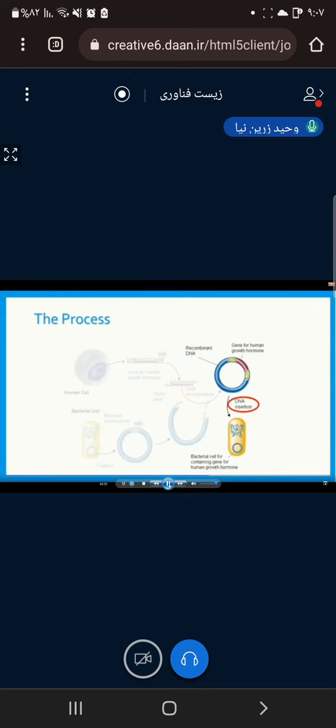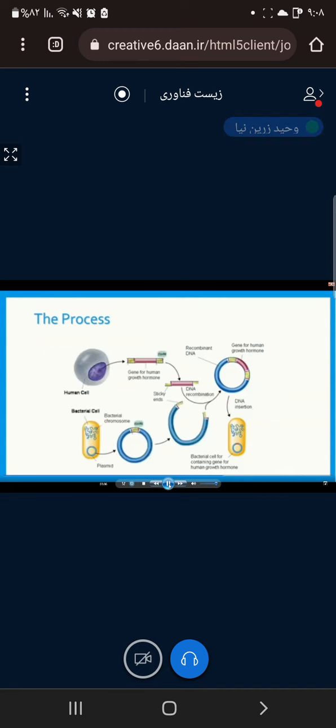The recombinant DNA plasmid is inserted into a bacterial cell. The bacterial cell will clone itself many times over, therefore making many copies of the recombinant DNA plasmid. So here's an overview again of the steps we covered. Pause the video and go over the steps again to make sure you understand the process.